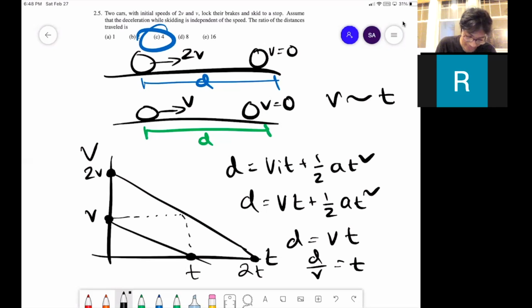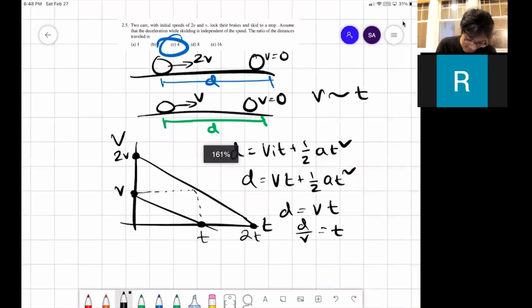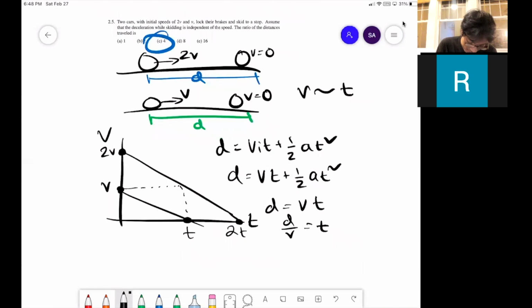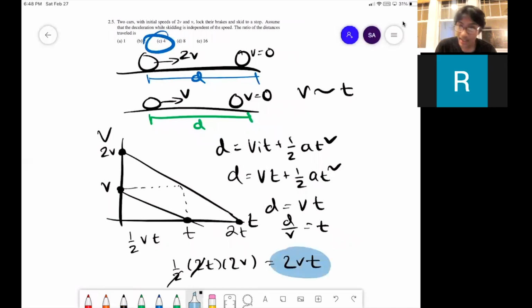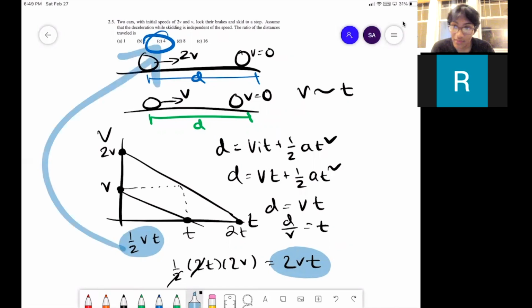Let's find the area of these guys so we can find out their distance. The area of the first one is 1/2 vt. Area of the second triangle is 1/2 base times height. And so what does that give us? That gives us 2vt. And so 2vt is quite clearly 4 times half vt. And so once again, we end up with the same conclusion. The guy who started with double the initial velocity traveled four times the distance.